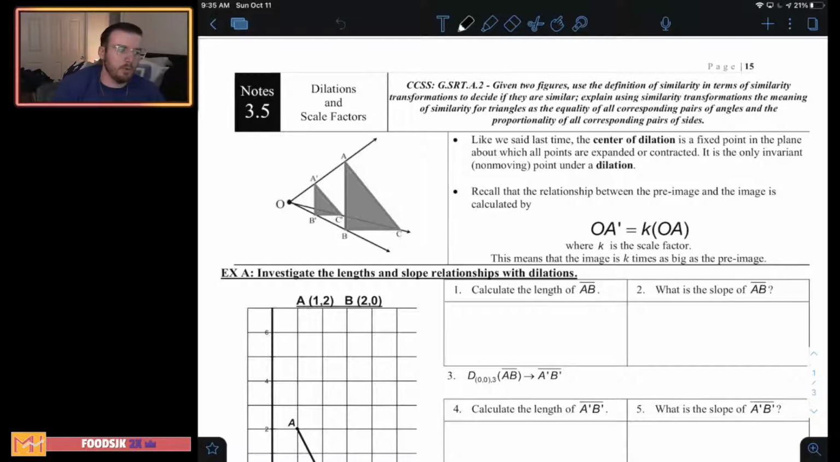We're doing lesson 3.5. We're still looking at dilations and scale factors. As a reminder, what is dilation? Dilation is this thing that either blows up an image or shrinks an image. It either enlarges an image or shrinks an image. And the scale factor is this number that we multiply by.